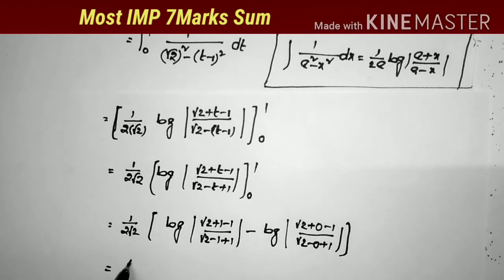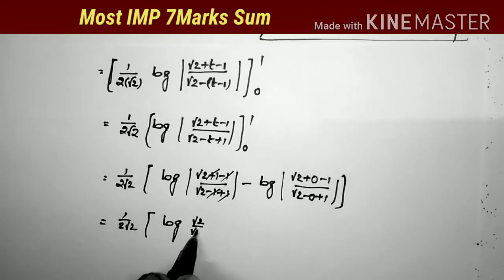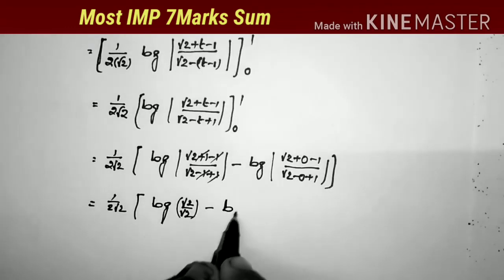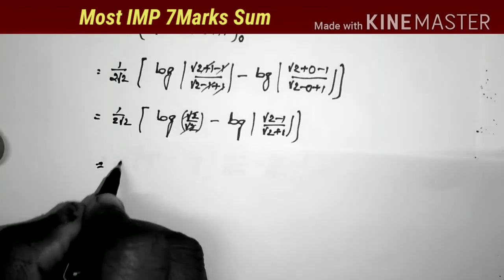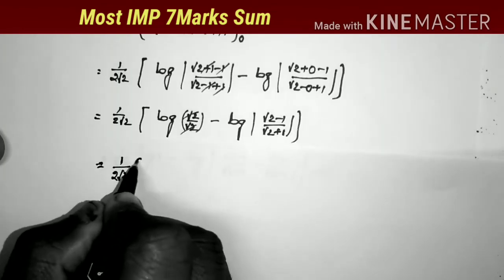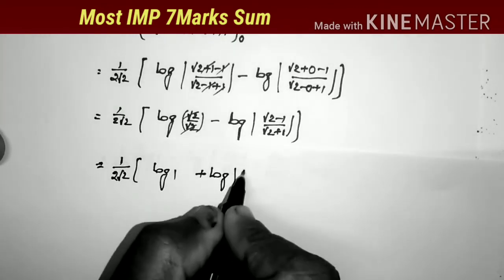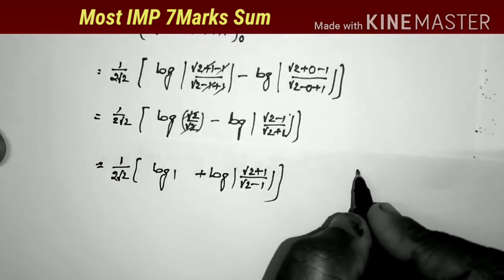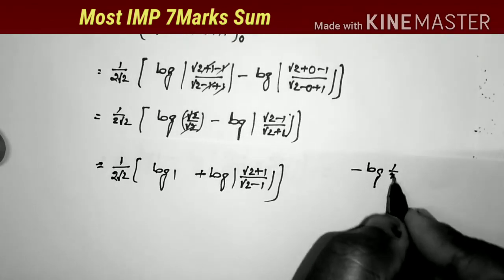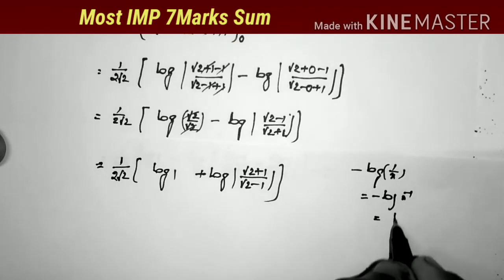And this is equal to 1 by 2 root 2. Here plus 1 minus 1 gets cancelled. Log of root 2 by root 2 minus log of this is (root 2 - 1) by (root 2 + 1). So this is equal to 1 by 2 root 2 [log 1 + log (root 2 + 1) by (root 2 - 1)]. And we interchange these two values, then this minus becomes plus. What is the value of log of 1 by x? Log of 1 by x is equal to log of x inverse. Minus of minus becomes plus.